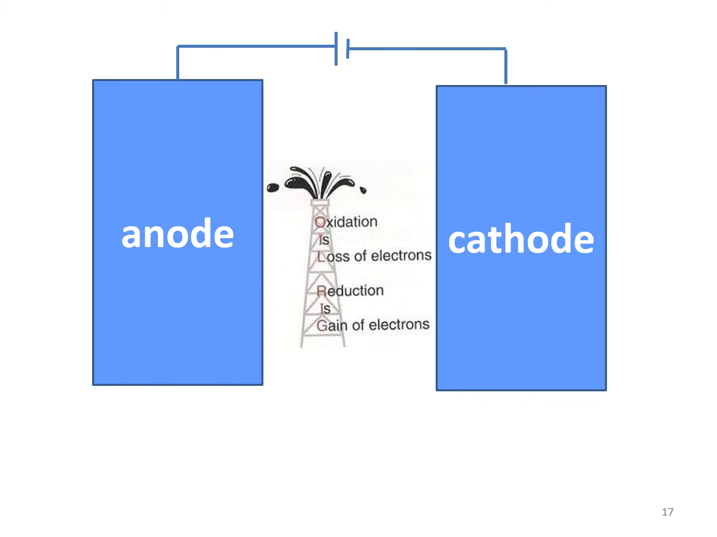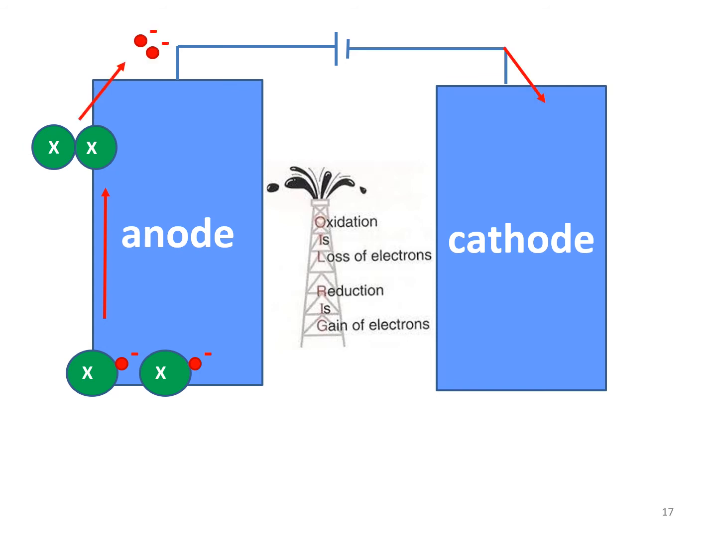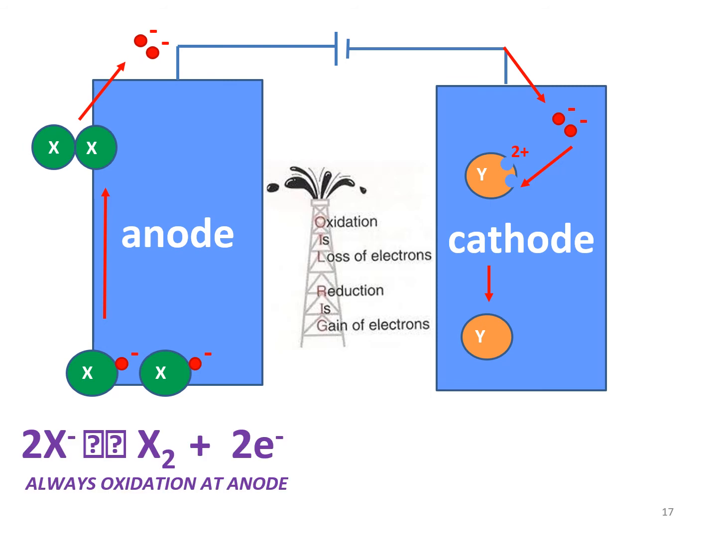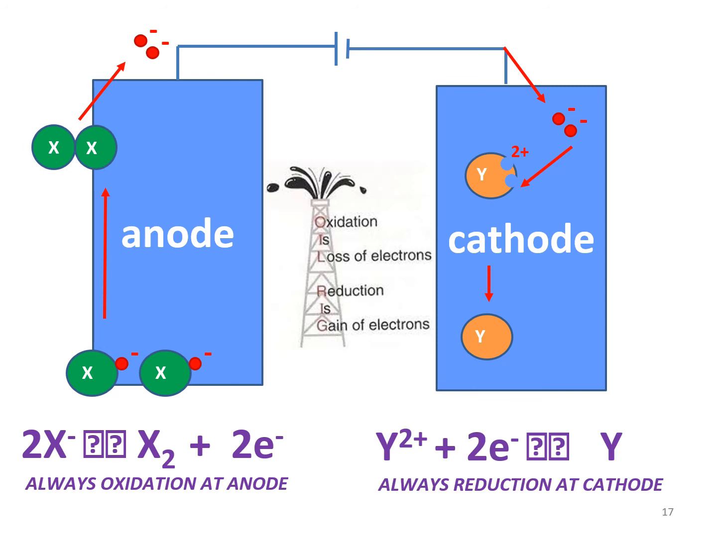Okay, oxidation is loss, reduction is gain, so what's happening at our electrodes? We see our negative ions losing electrons and turning back into our element, and those electrons flow through the circuit. Those electrons are then given to our positive ions, which convert into our metal or into our hydrogen. So we see oxidation at the anode, where we have loss of electrons, and reduction at the cathode, where there's gain of electrons.